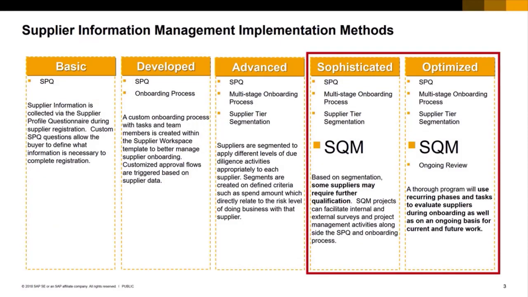So there are many ways to implement SIPM, but if you're looking to use the SQM in a sophisticated or optimized scenario of implementation, you want to make sure you have a supplier tier segmentation strategy in place. So you're segmenting your suppliers as strategic or non-strategic, high volume, low volume, and then also identifying certain categories of suppliers that would need further qualification than the information that you collect on your supplier onboarding process.